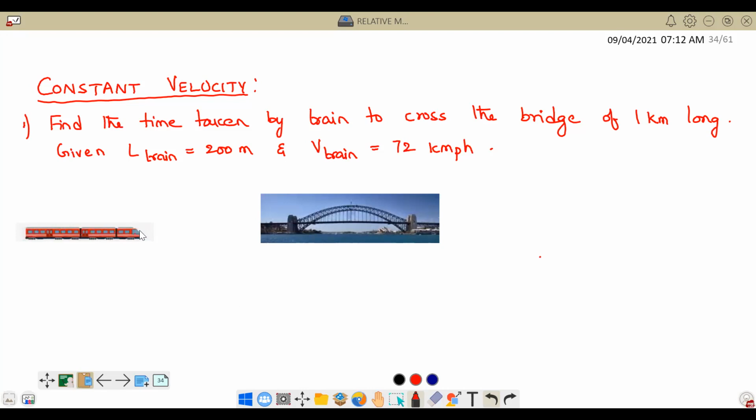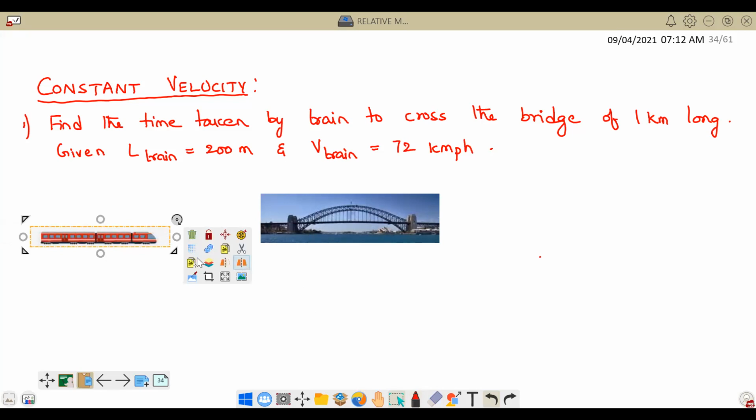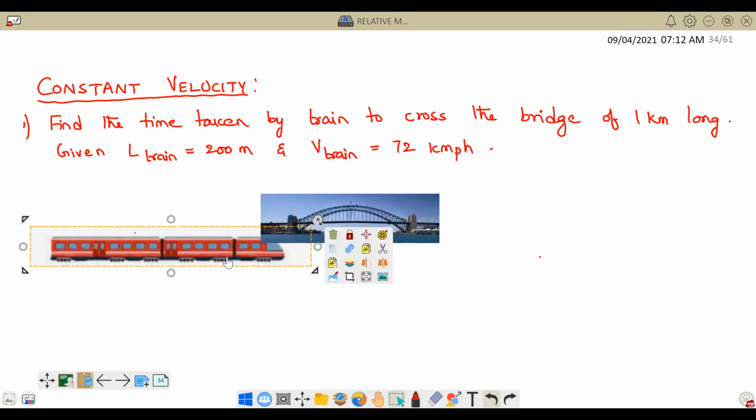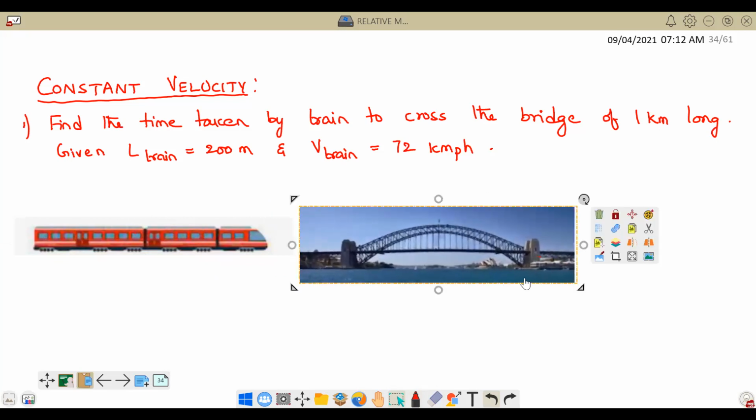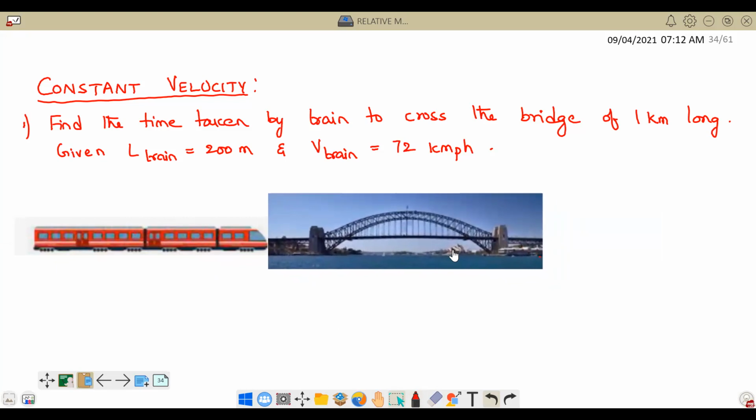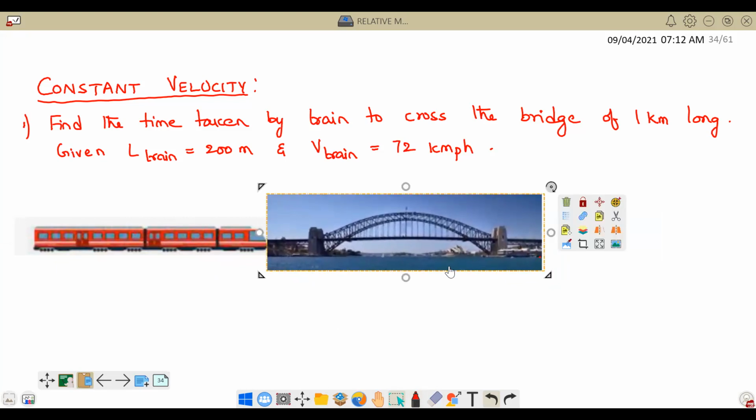Yeah, so suppose let us say this is the train, and let us say this is the bridge. Are you understanding? Maybe just one minute.